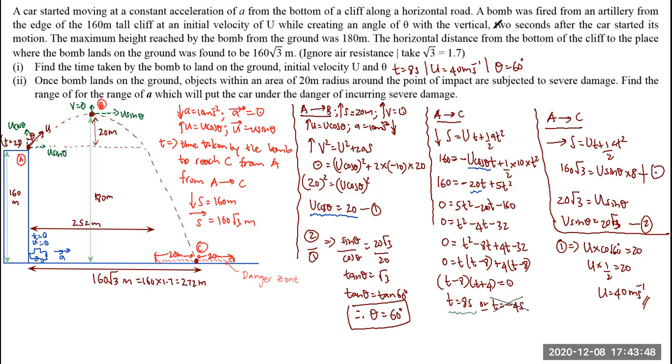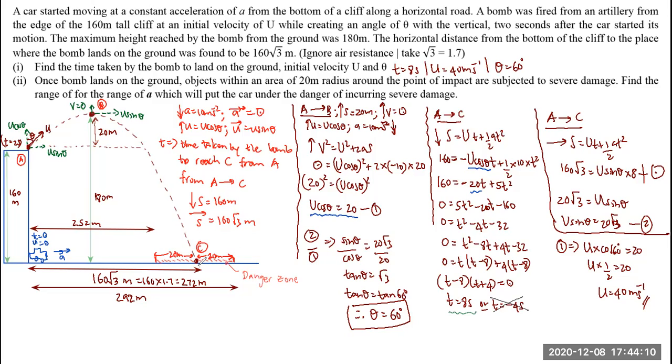Or else, if the car has traveled a total distance of greater than 292 meters, then the car is not in danger. I hope you all understood that. The bomb lands at 272 meters from the bottom of the cliff.